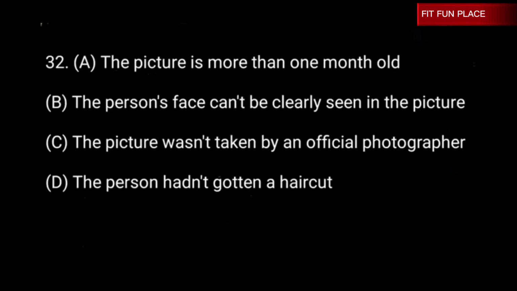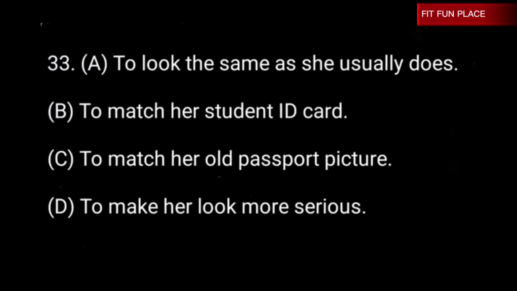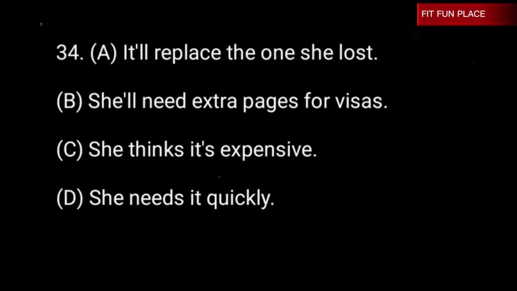Number 32. According to the man, why might a passport agency reject an application? Number 33. Why should the woman keep her glasses on for the picture? Number 34. What does the woman imply about her new passport?